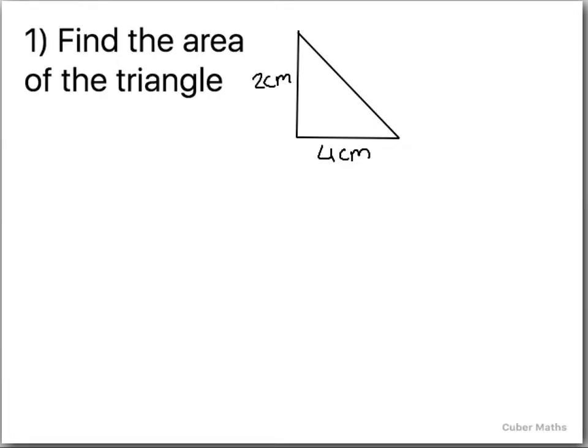Here we have our first problem. It says find the area of the triangle with a height of 2 and a base length of 4. The formula for the area of a triangle is half base times height.